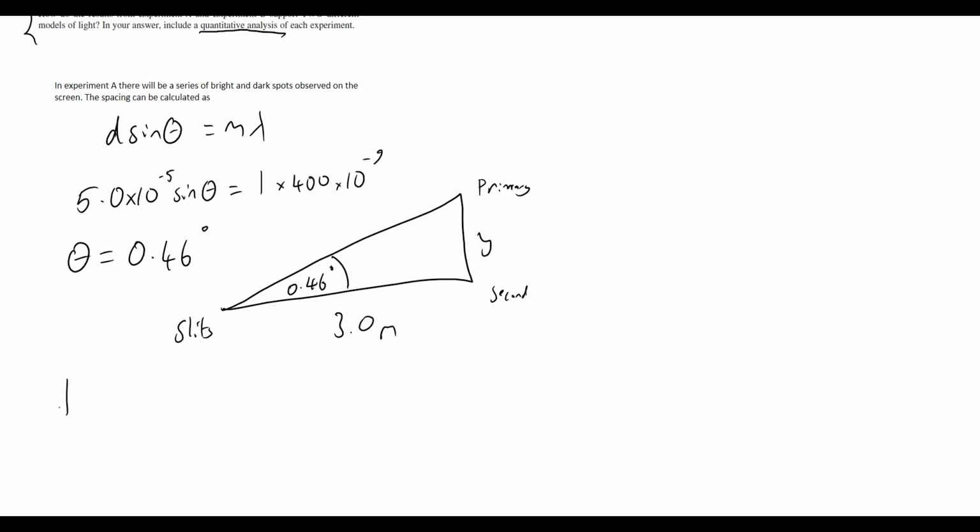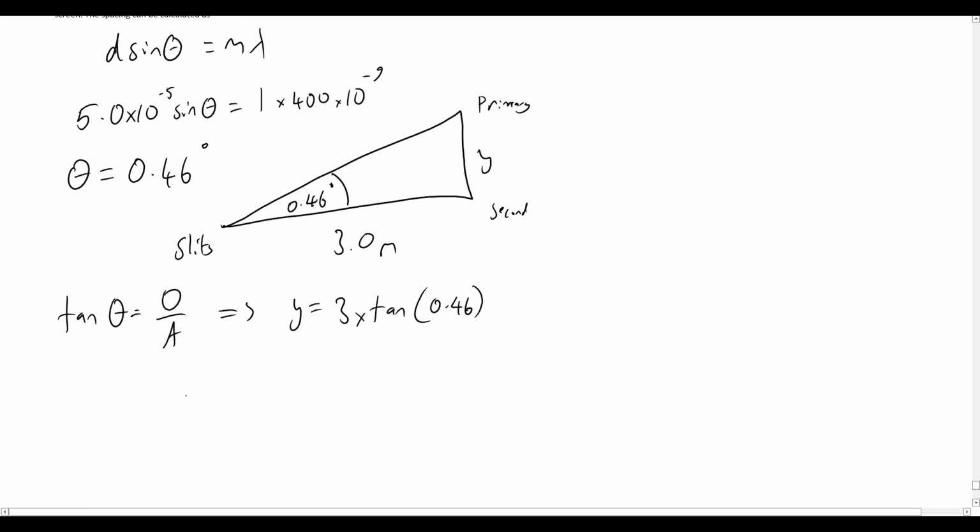What we can use now is the fact that tan of theta is equal to the opposite over adjacent. To figure out the opposite, we simply multiply both sides by the adjacent. And so we find that y, this distance here, is equal to 3 times tan of 0.46. That's pretty much all we need to do for the quantitative aspect of this, and we should write this out in the actual units, so it's going to be 0.024 meters. Now after we've shown that, we can continue our discussion on what this actually means and what model this supports.